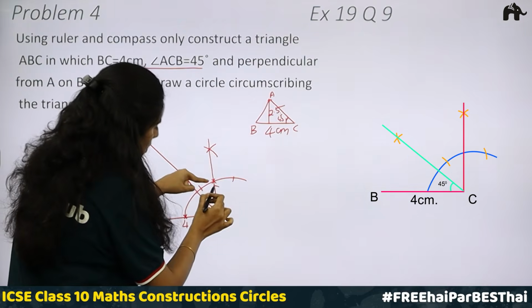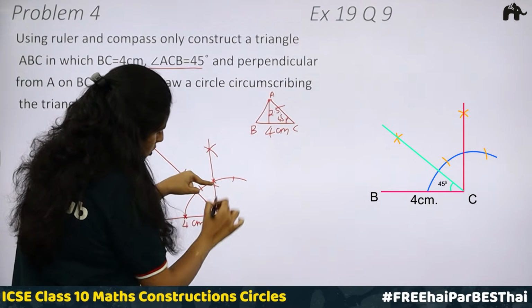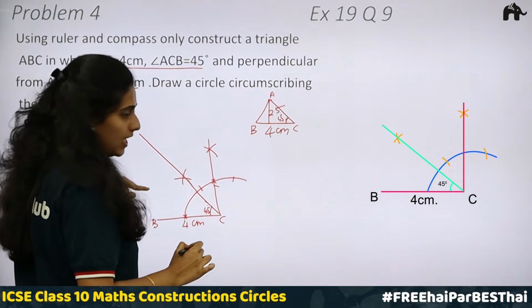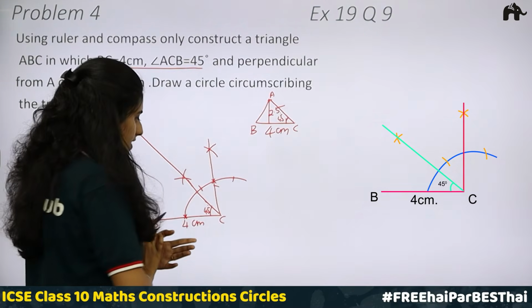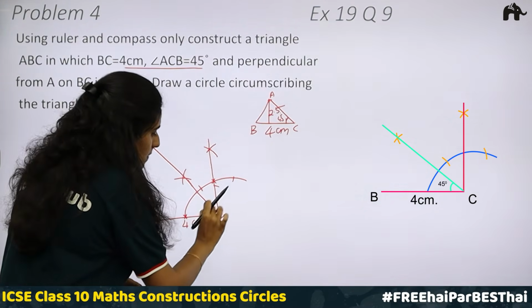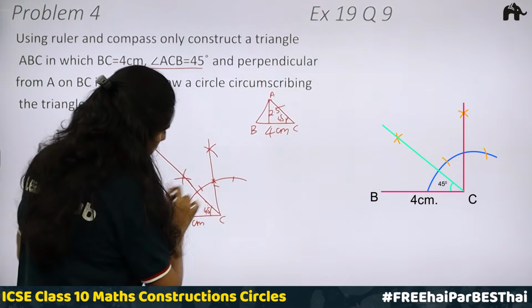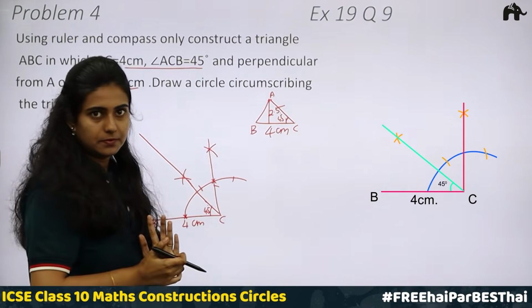Now, when I draw a line perpendicular to this ray, I will get a line which is parallel to BC, because this part is 90 degree. When I draw a line that is perpendicular to this line, it will be parallel to BC.